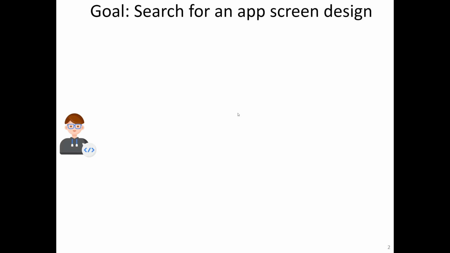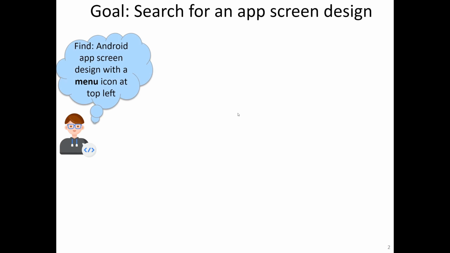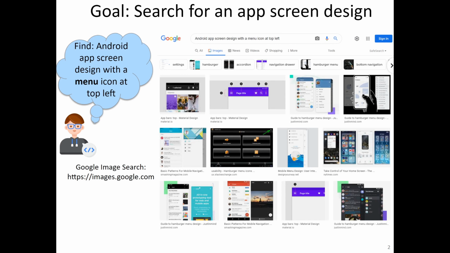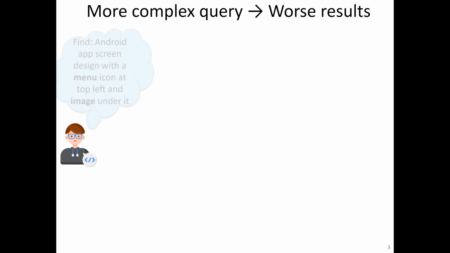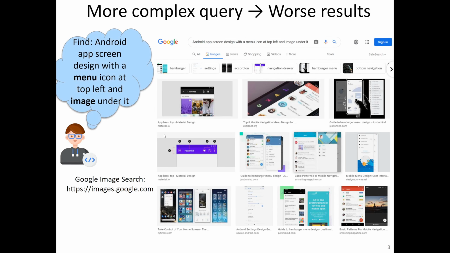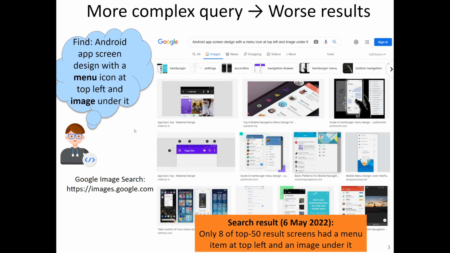You are a software developer and try to find an Android app screen design with a menu icon at the top left. You use Google image search with this keyword and end up with search results where few of them have a menu icon at the top left. For a more complex query like a menu icon at the top left and an image under it, the results become worse. You can see it is really hard to express this page structure or UI element positions.